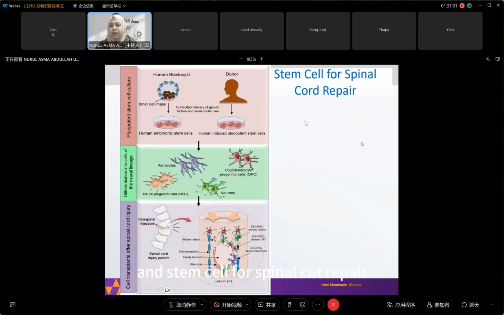And stem cell for spinal cord repair. Okay, we have 4 minutes. Stem cell for spinal cord repair, as I mentioned, you can have the stem cells from blastocyst, which are the pluripotent stem cells, differentiate into the neural stem cells, neural cells, and then you aspirate them into your spine, to induce the spinal cord repair.